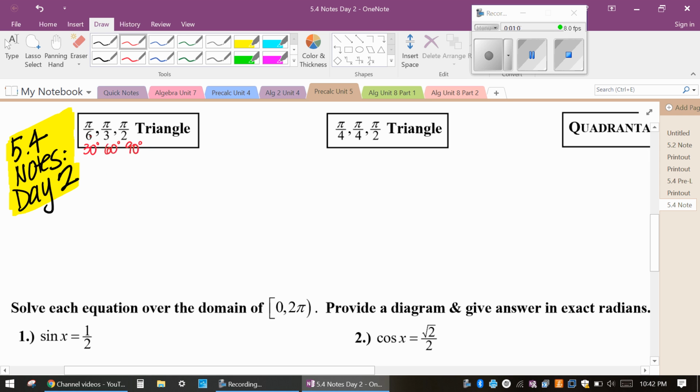If we were to draw a pi over 6, pi over 3, and pi over 2 triangle, it would essentially be a 30, 60, 90 triangle. 30 would be the pi over 6, that's the smallest angle. Pi over 3 would be your 60 degrees, that would be the bigger angle, and then pi over 2 would be your 90 degrees. Do you remember your side lengths that coordinate with those angles? Across from the 30 degrees, which is pi over 6, the length is 1. Across from 60 degrees, which is pi over 3, the length would be root 3. And then your hypotenuse would be 2.